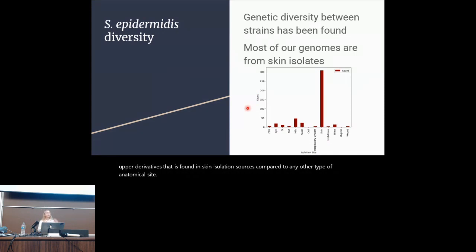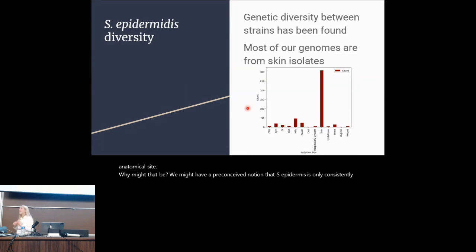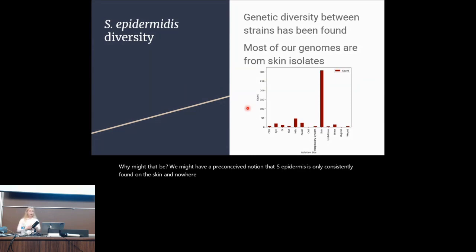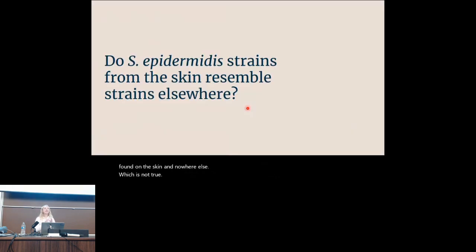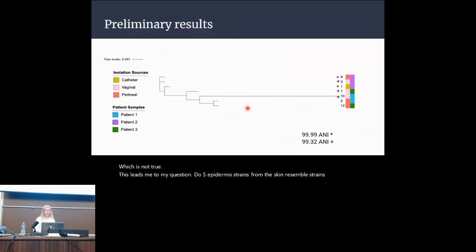Why might that be? We might have a preconceived notion that S. epidermidis is only consistently found on the skin and nowhere else, which is not true. This leads me to my question: do S. epidermidis strains from the skin resemble strains elsewhere?